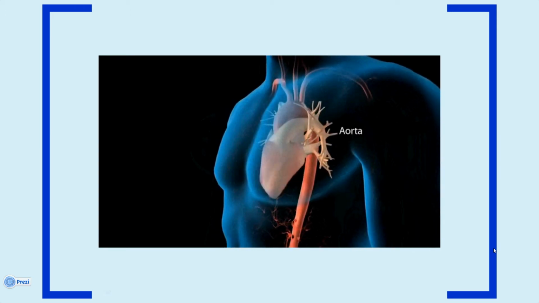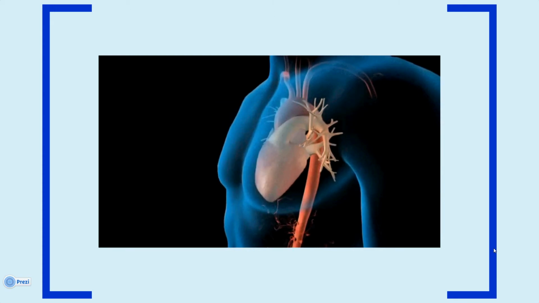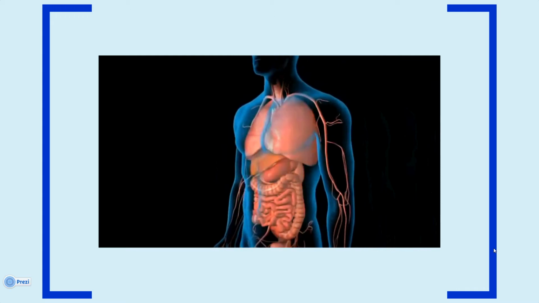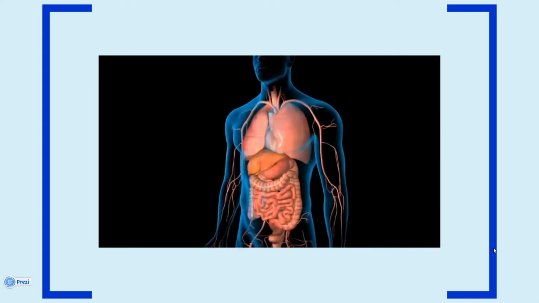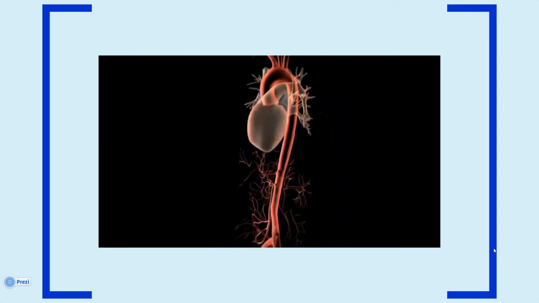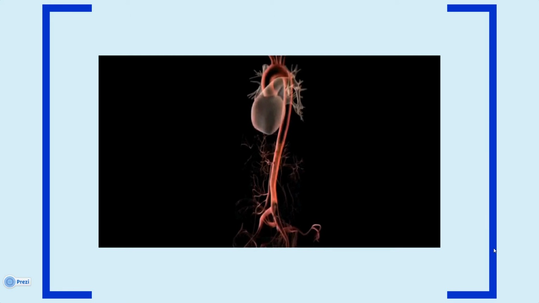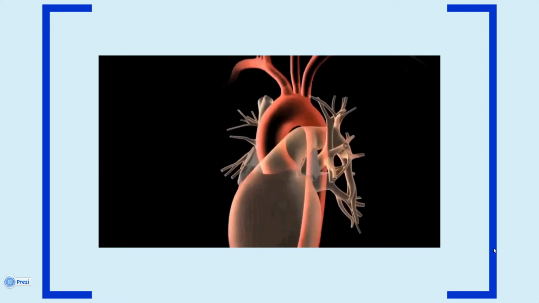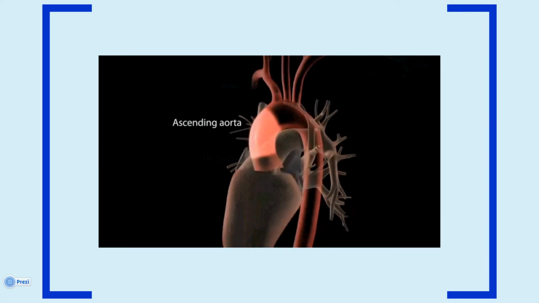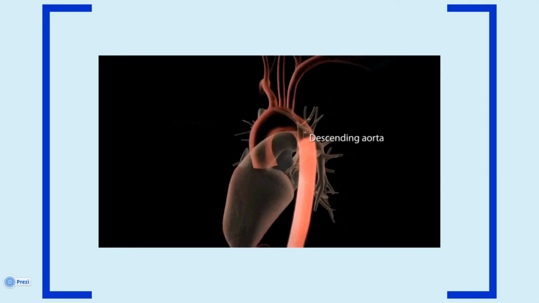The aorta is the largest artery in your body. Your heart pumps fresh oxygenated blood through your aorta to deliver oxygen and nutrients to all your organs and tissues. Your aorta is divided into two main sections, the thoracic aorta and the abdominal aorta. The thoracic aorta has four parts: the aortic root, ascending aorta, aortic arch, and descending aorta.